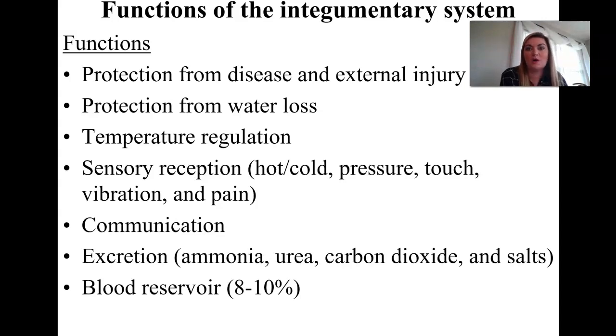So on top of excreting water at certain times, it also can excrete things like ammonia and urea. Now these things you'll get rid of with the urinary system through your urine, but they can also be excreted through the skin as well. These will be built up, especially ammonia, from breaking down certain components, nitrogenous wastes that come from food that your body breaks down and reuses. It can also excrete things like carbon dioxide and salts. And then at any given time, you're going to be able to find about 8 to 10% of your blood supply in the skin. So it's going to be a blood reservoir.